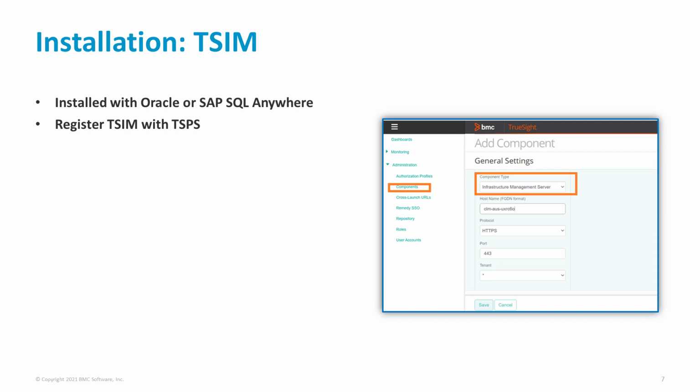You need to make sure that you complete TSIM server installation, which provides an integrated platform for service availability and performance management of your IT environment. Once your TSIM is installed successfully, you need to do the post-installation task as shown in the screen here. You can register this TSIM component with your TrueSight Presentation Server.